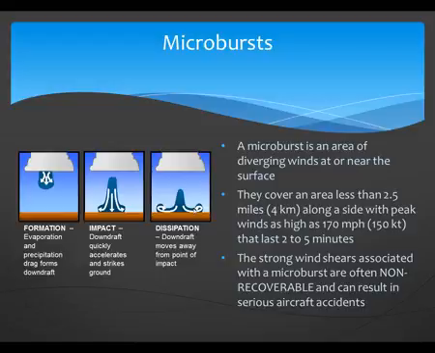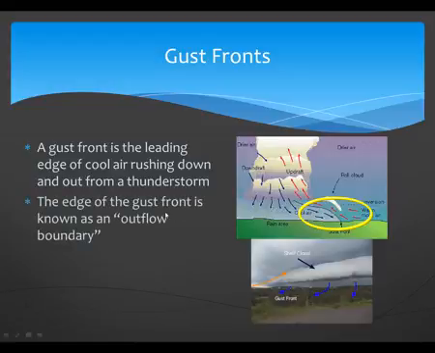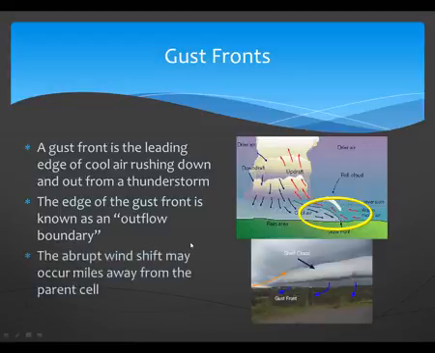It's important to stress that the strong wind shears associated with a microburst are often non-recoverable and can result in serious aircraft accidents. A gust front is related to a microburst because it's the leading edge of cool air rushing down and out from a thunderstorm. We saw examples of this type of gust front or outflow boundary when we looked at those isolated thunderstorms near Chicago. The abrupt wind shift actually can occur miles away from the parent cell and look something like this. You might have a shelf cloud associated with a gust front.